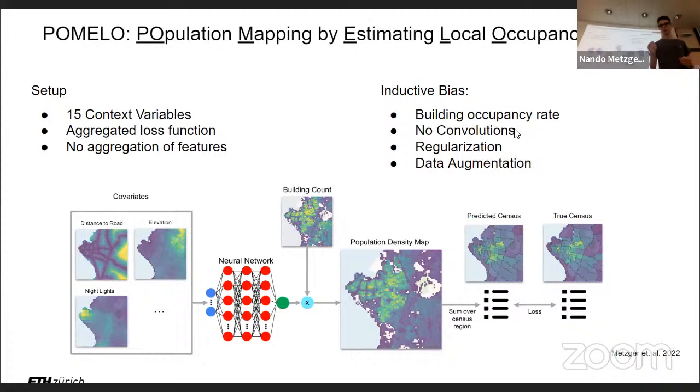Then the other 2 things that we did: there is a lot of regularization in this network, of course. And lastly, we introduced a new form of data augmentation. Basically at training time, you can randomly merge together some census regions, and then you can squeeze out a bit more data out of it.